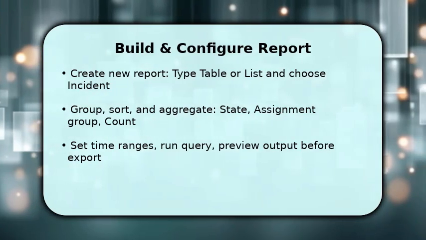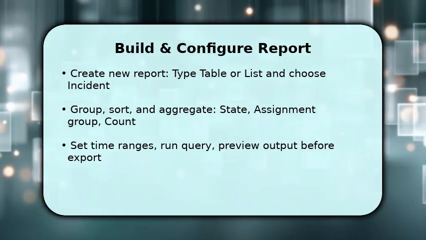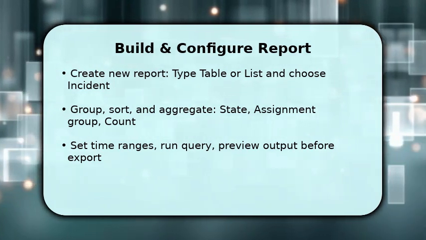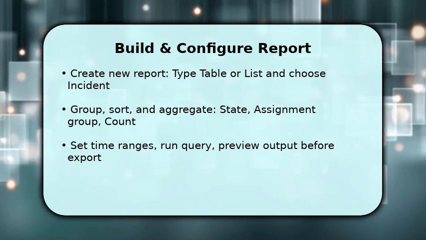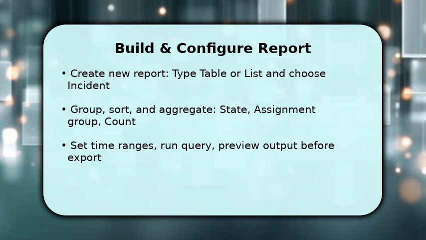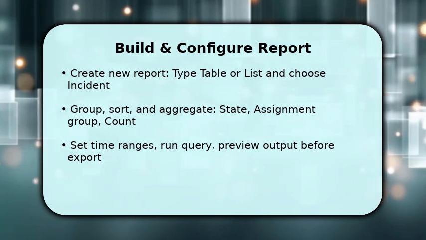Next, create a new report using the incident table and choose a list or table visualization for direct export. Then configure grouping and sorting, group by state or assignment group, and add counts or SLA fields to aggregate critical metrics. Adjust the time range and any performance conditions, and run the query to preview results.